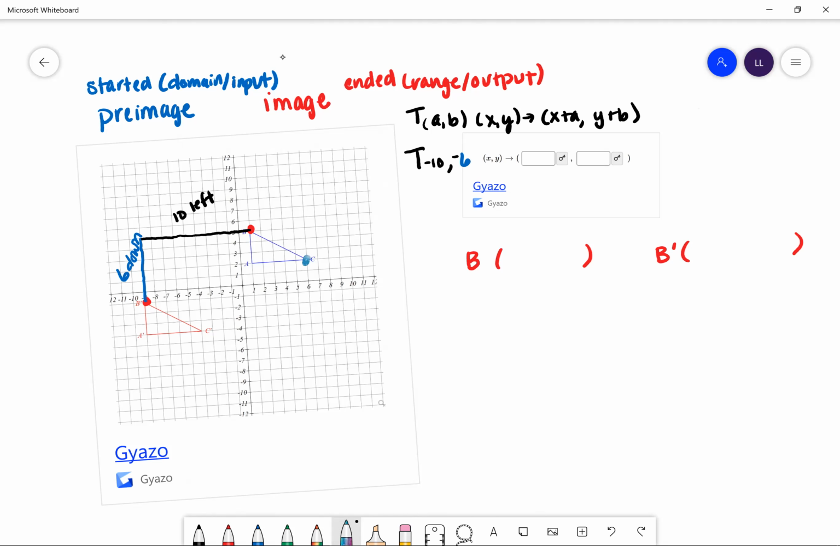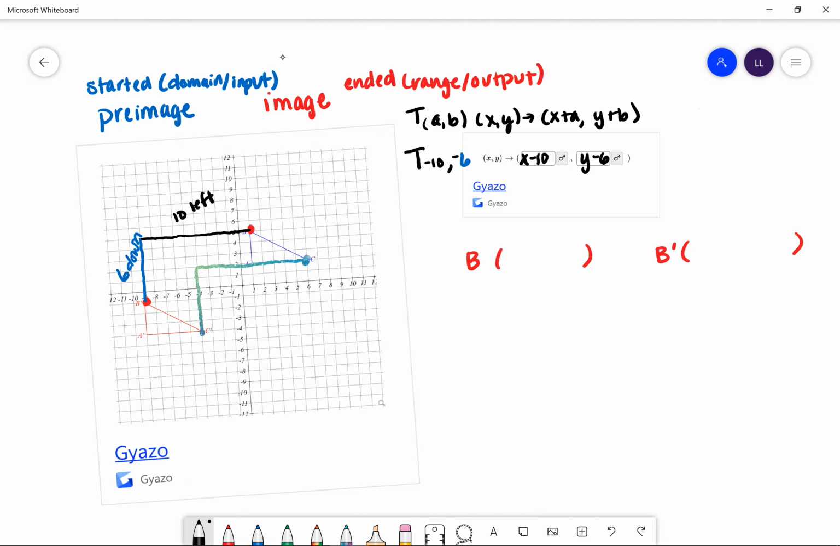We said left 10, right? So 1, 2, 3, 4, 5, 6, 7, 8, 9, and 10. And then we said 6 down, right? So 1, 2, 3, 4, 5, 6. See? All the points are going to move the same direction and the same distance. So there we go. We have our function rule written. Now let's finish writing it. We have to write the image part. So that's going to be x minus 10 and y minus 6. Voila, we just wrote our function rule.